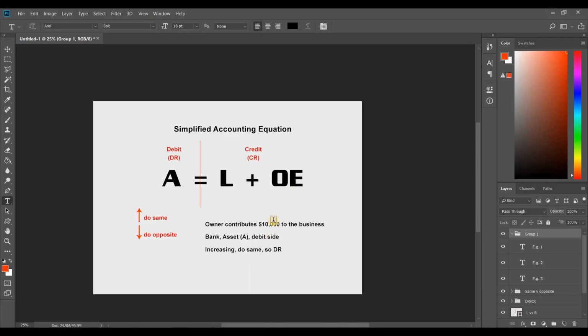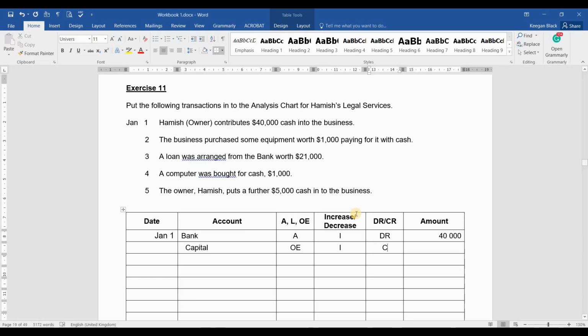So if we go back to our equation here, owner's equity is increasing. So if we increase something, we're doing the same. Owner's equity is on the credit side. So to increase it, we credit it for $40,000. Let's look at one or two more.